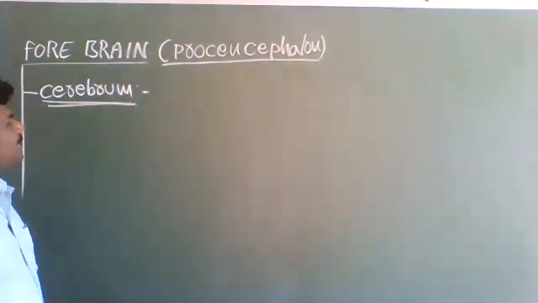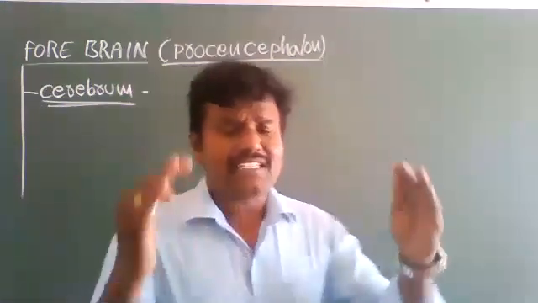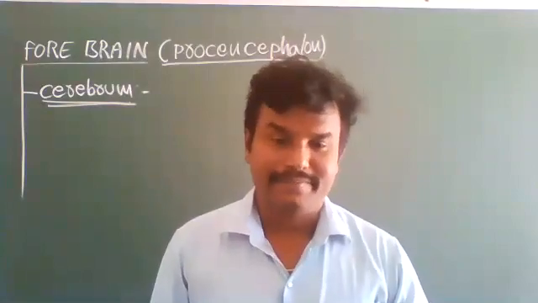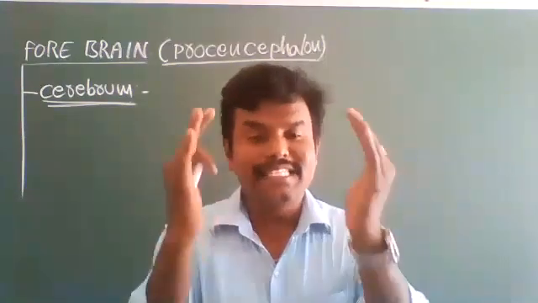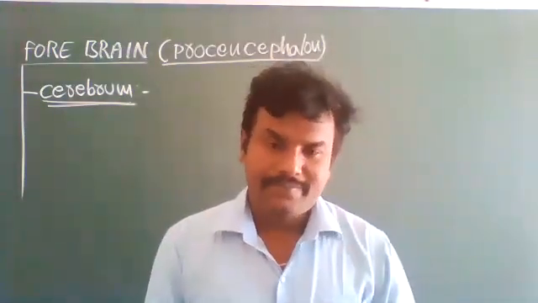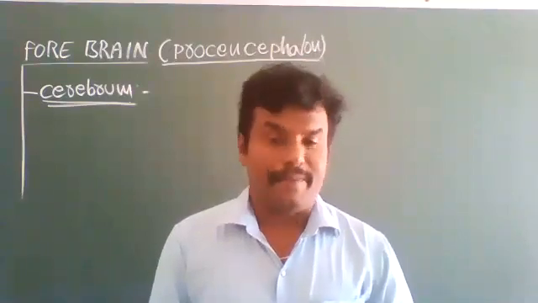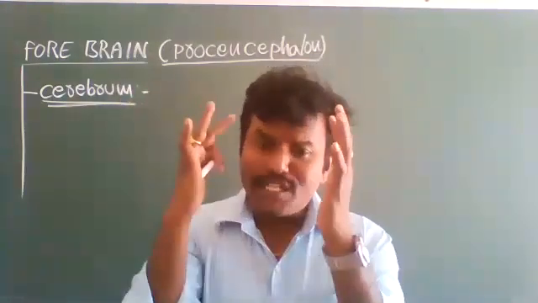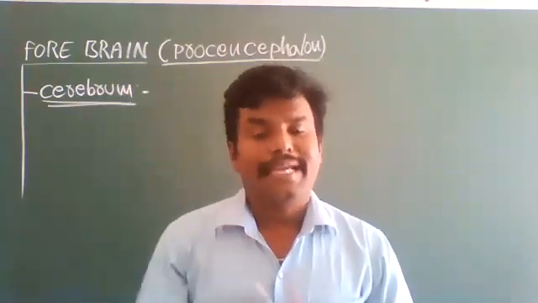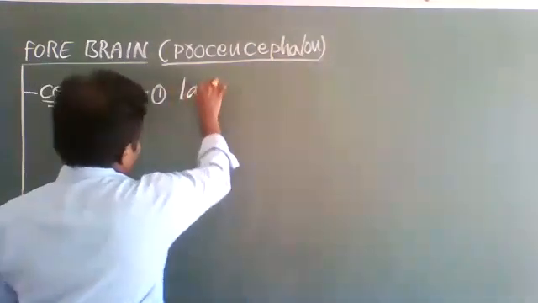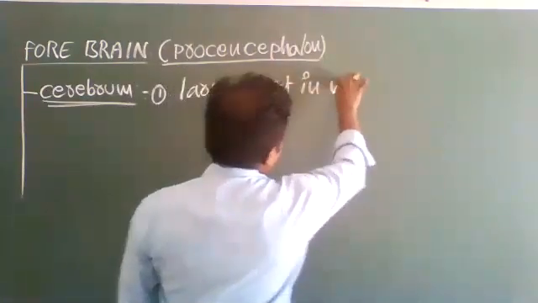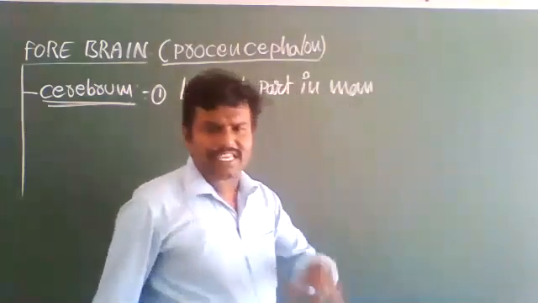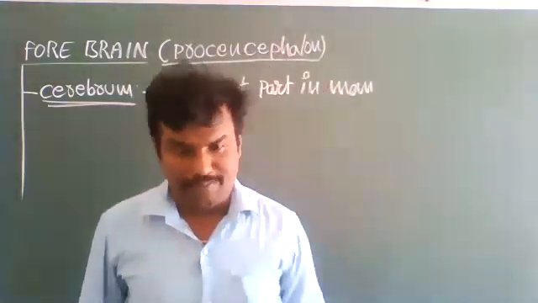let us see cerebrum. It is the largest part of the human brain. Comparatively among all the animals, the human cerebrum is the largest part. Cerebrum is the largest part in man, and proportionally it is the largest part among all the animals.